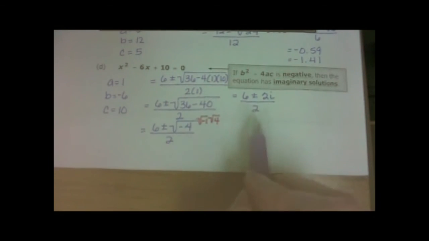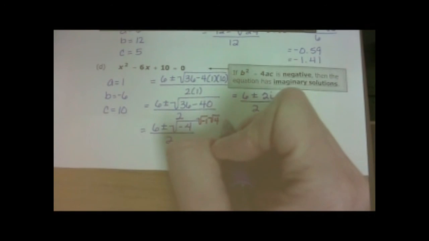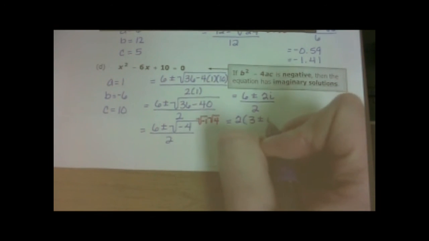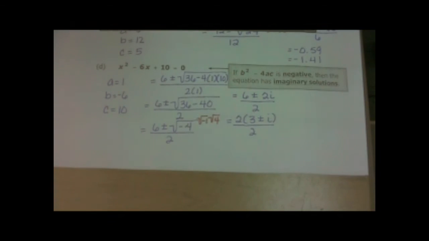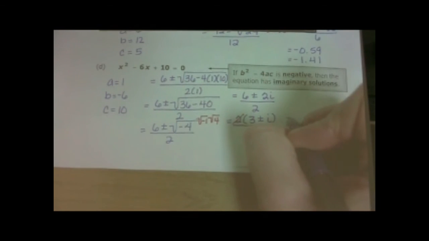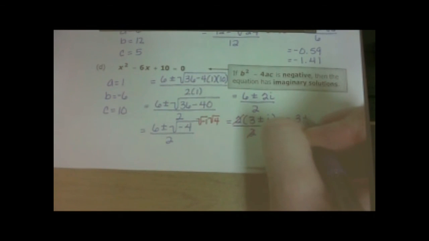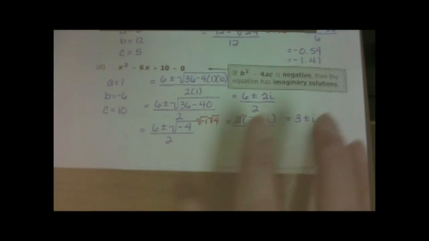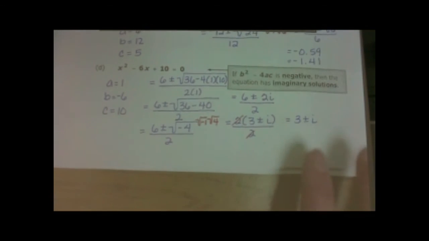Notice, 1, 2, 3 things, all divide by 2. Factor out 2 as the greatest common factor, and you get 3 plus or minus I in parentheses, all over 2. Cancel those 2's. And our final answer is 3 plus or minus I. Now, when you have an imaginary number solution, you can't put this in decimal form. So you can just give the simplest radical form answer, which is this.